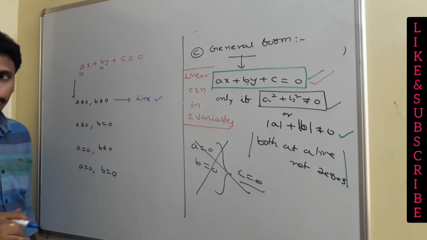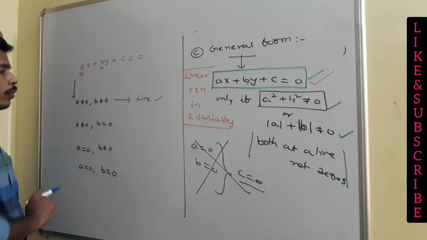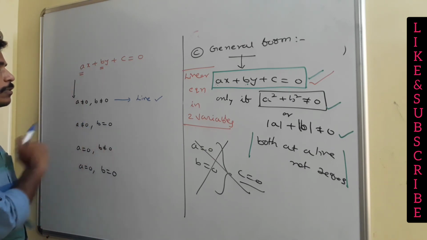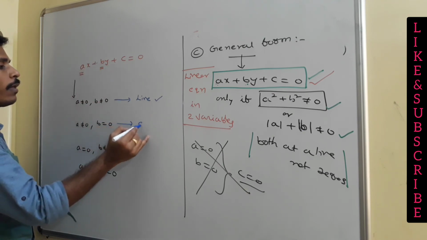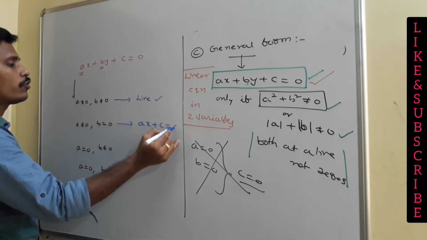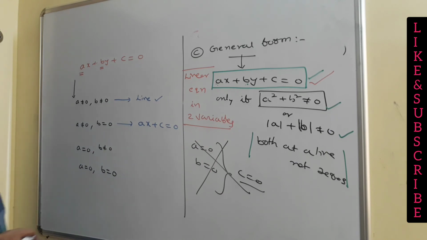A general line. And now, if a not equals to 0 and b is equals to 0, since b is equals to 0, it will get cancelled, right? Then you are left with ax plus c is equals to 0. What to say about this ax plus c is equals to 0?